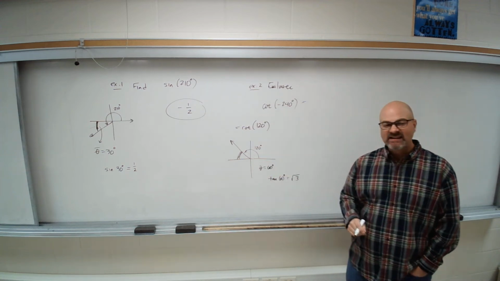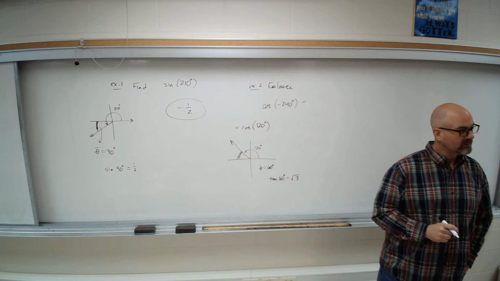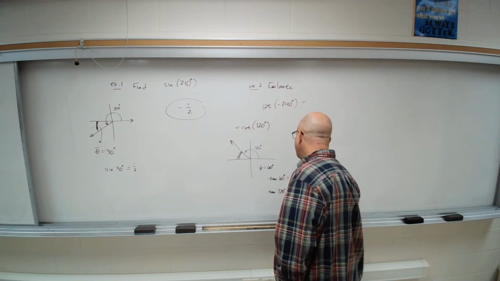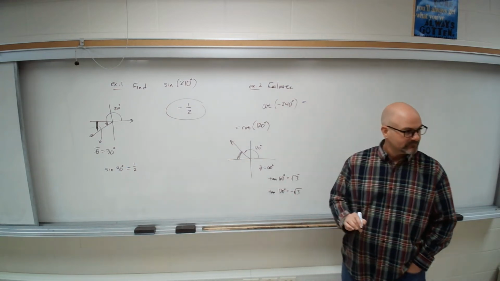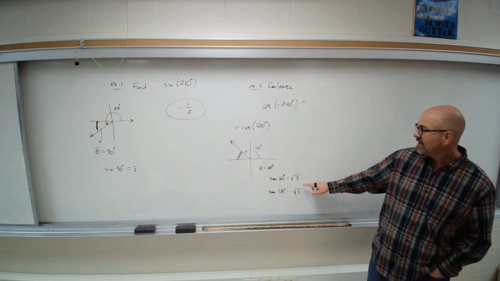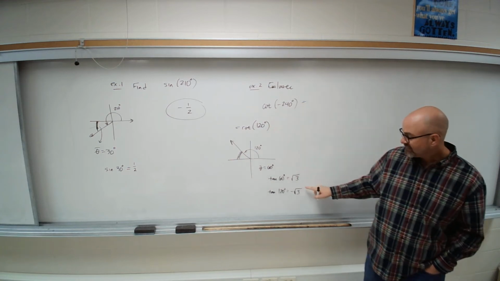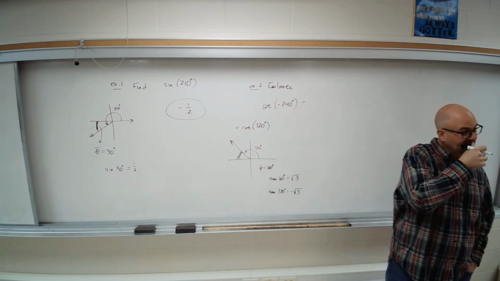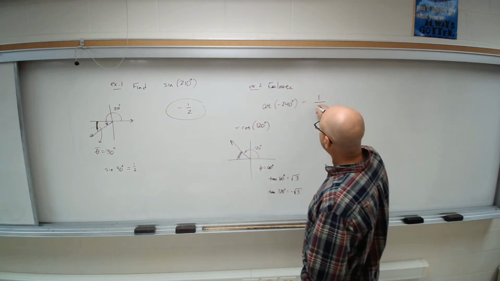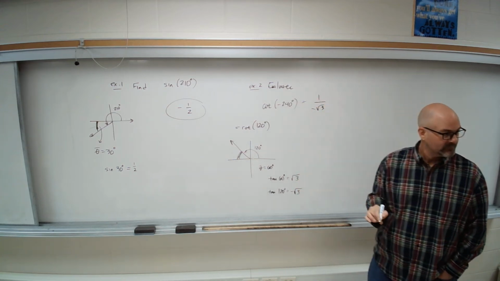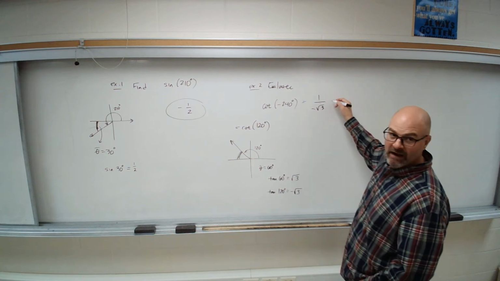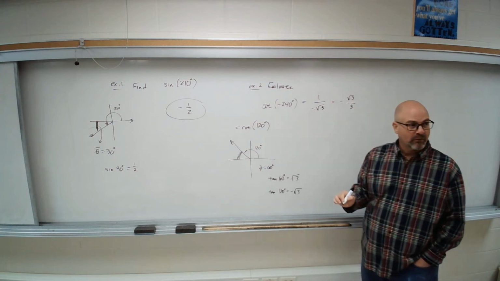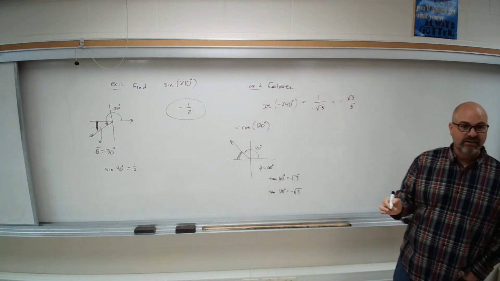Now, would tangent in the second quadrant be positive or negative? Negative. So the tangent of 60 is radical 3. The tangent of 120 is negative radical 3. Now, if I want to actually know the cotangent of 120, I just have to take the reciprocal, correct? So the cotangent of negative 240 degrees is going to be 1 over negative radical 3. We're going to rationalize that by multiplying radical 3 on top and bottom, and we get negative radical 3 over 3. What do you think?